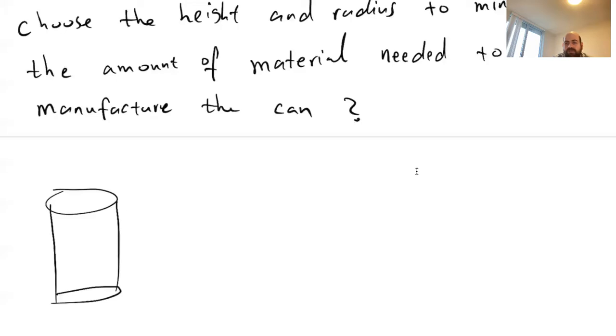The volume is fixed. They want to use as little as possible for materials. So this is a very natural problem that can happen in any factory. So volume is fixed.